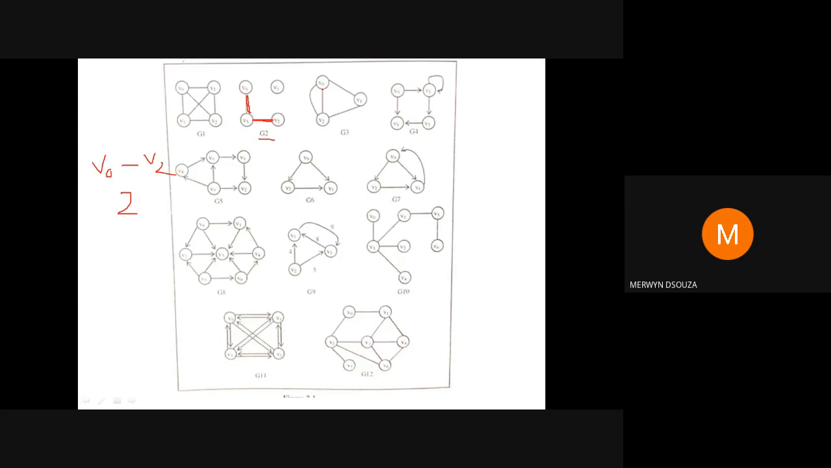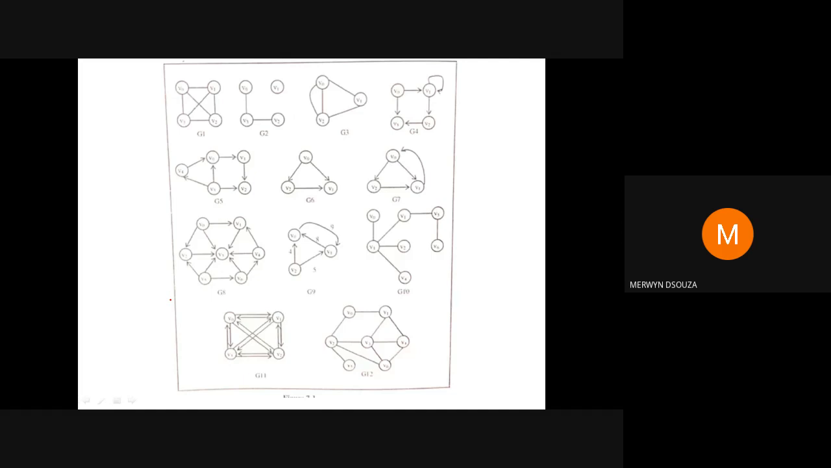Here, if I tell you to go from V0 to V2, you could have taken this path. Therefore, the length of the path, here there is only one edge involved. So the length of this path is 1. Suppose you go from here, V0 to V1, V1 to V2. There are 2 edges involved. So the length of the path in that case will be 2.